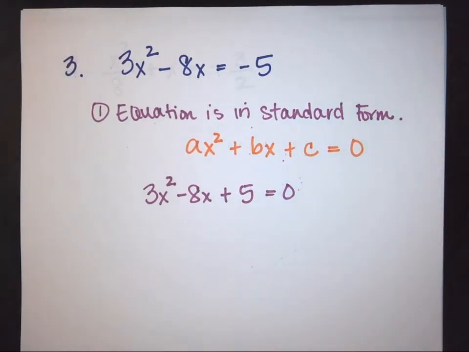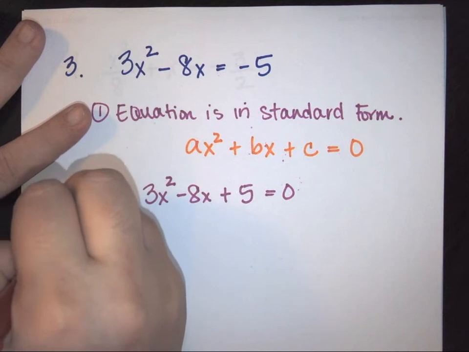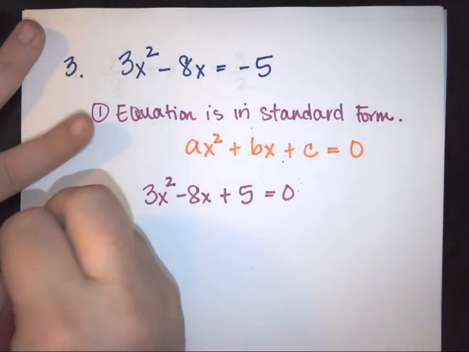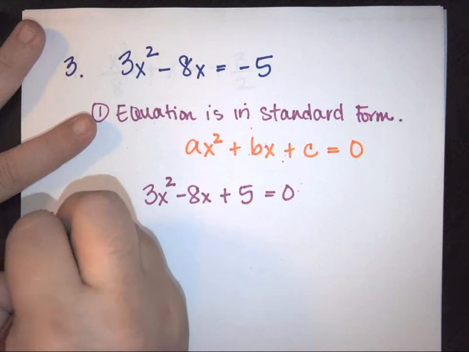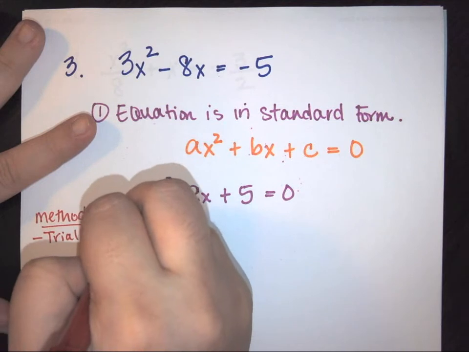So there are many methods at your disposal that you could use in order to factor equations. So some of those different methods include the following. One, you could do what's called trial and error.